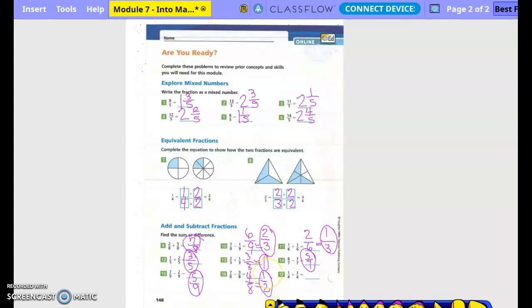So 1/2. 1/4 plus 1/4 is 2/4. Is that simplified? No. What goes into both 2 and 4? 2. 2 goes into 2 once. 2 goes into 4 twice. So 1/2.